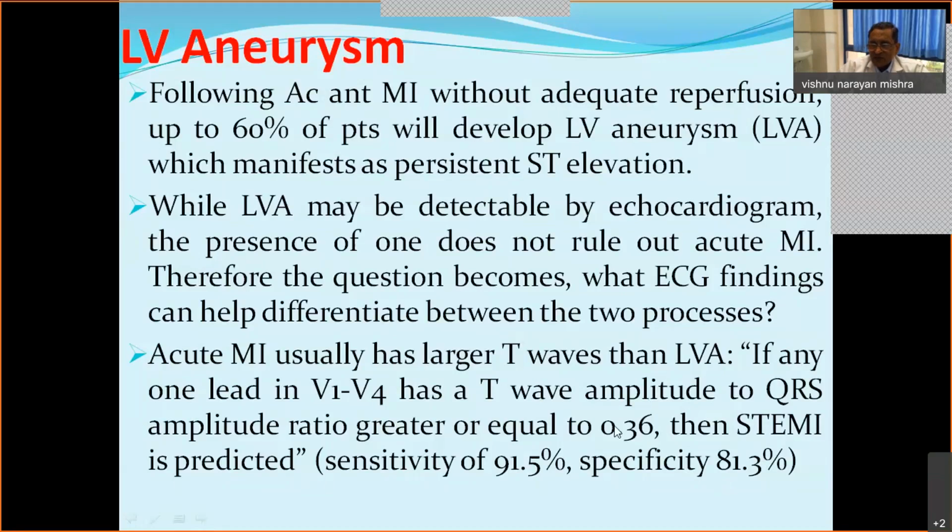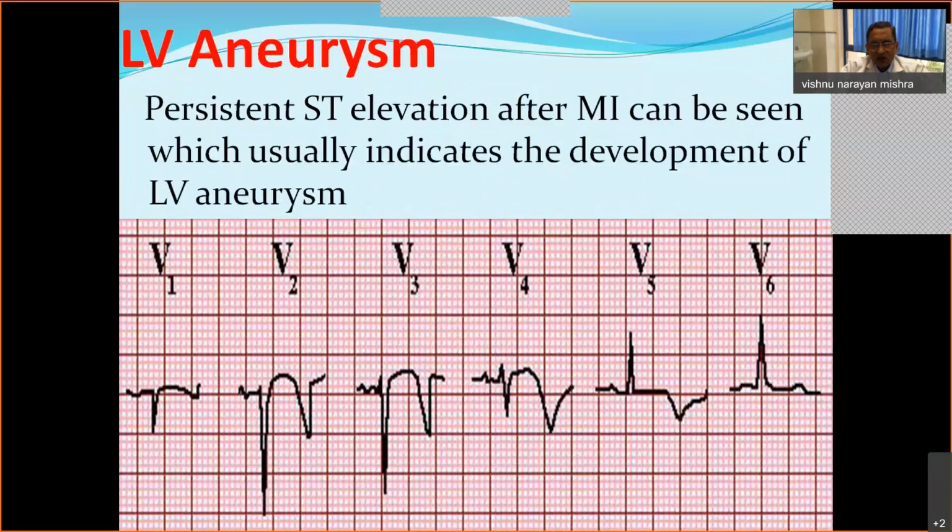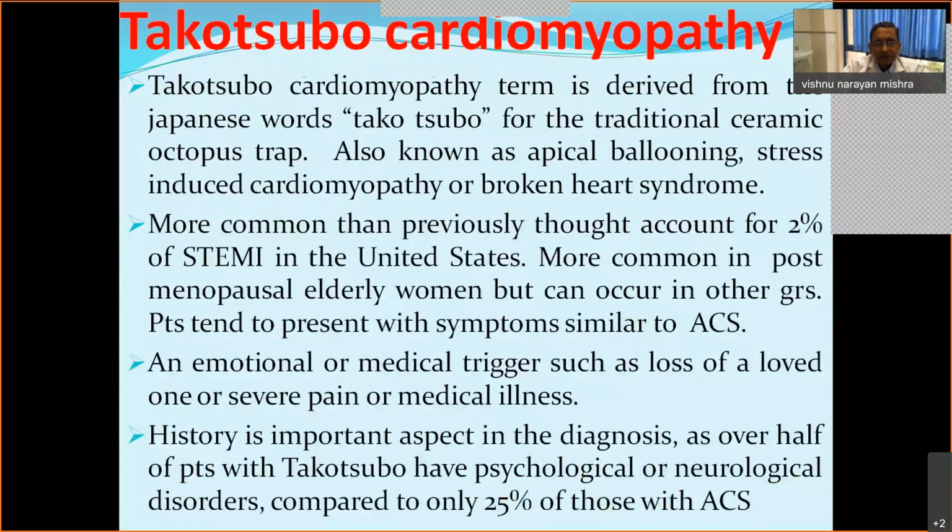That when you are seeing such a situation, you look for the amplitude of the T wave. If any one lead in V1 to V4 has a T wave amplitude to QRS amplitude, that means the ratio between T and QRS greater than 0.36, then this is suggestive of ST elevation MI rather than LV aneurysm. Now this is the ECG of LV aneurysm. Here you are seeing that although ST is elevated, the ratio between this and ST elevation is not fulfilling the criteria of more than 0.36. So this is LV aneurysm rather than acute MI.